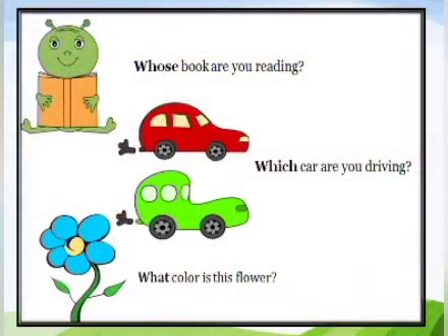Let's look at few more examples. Whose books are you reading? Which car are you driving? What color is this flower? Book, whose, car, which, color, what. So everywhere you have a noun after the adjective, or you can say just before the noun an adjective of WH family word is there to make it an adjective of interrogation or an interrogative adjective.